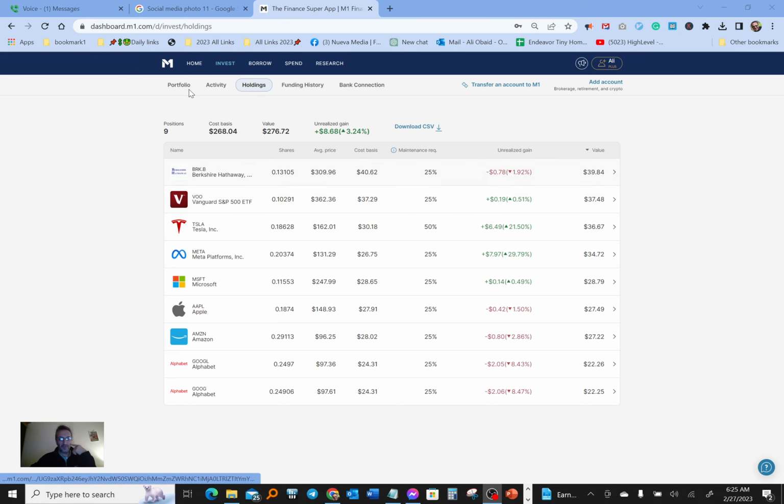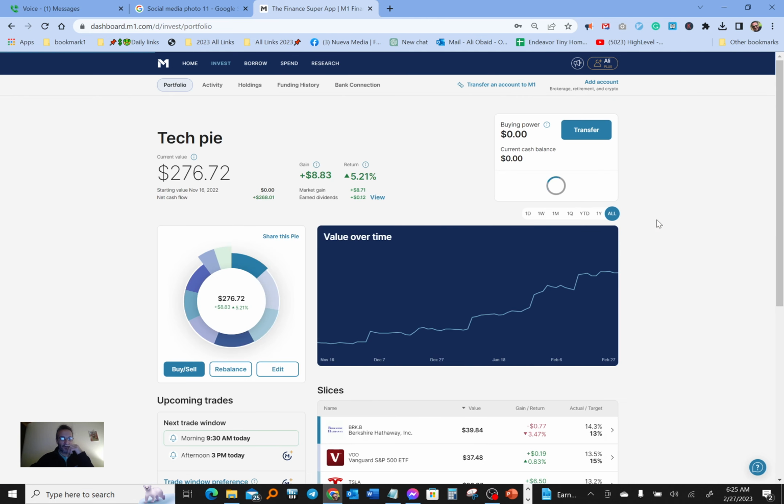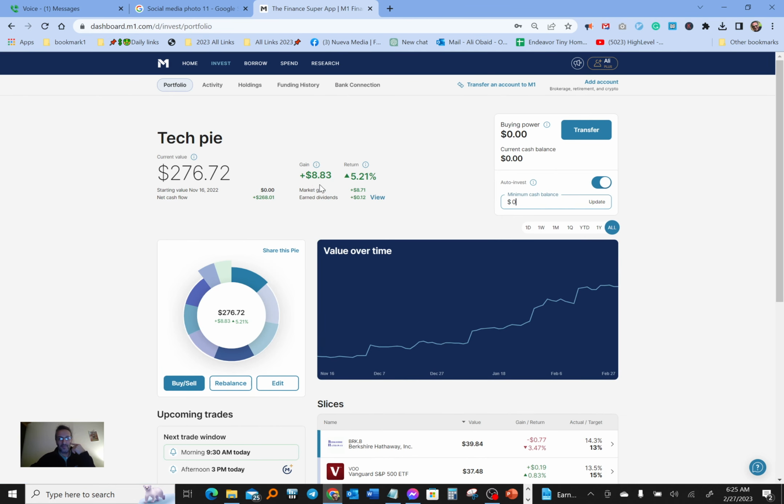So if we basically go to the portfolio over here, you can see the gains over a lifetime of $8.83 and dividends 12 cents. And overall, it's pretty good. So that's what my portfolio is valued at $276.72.